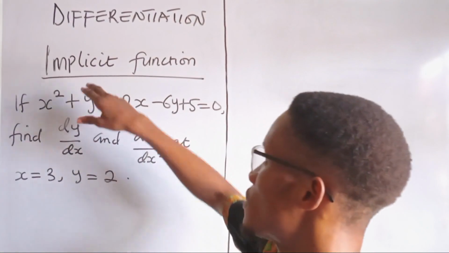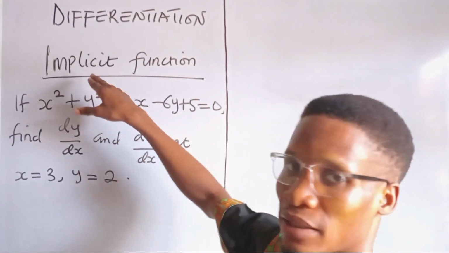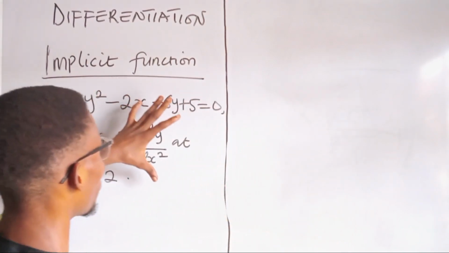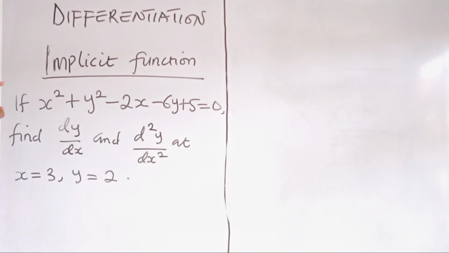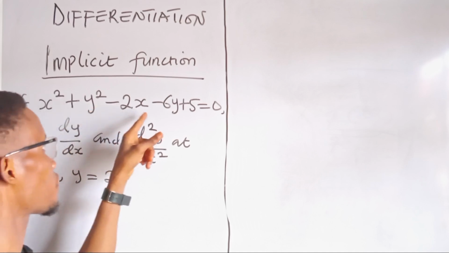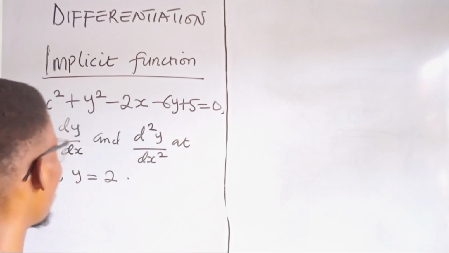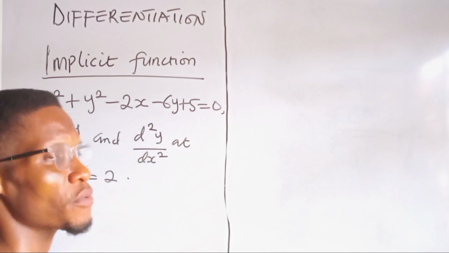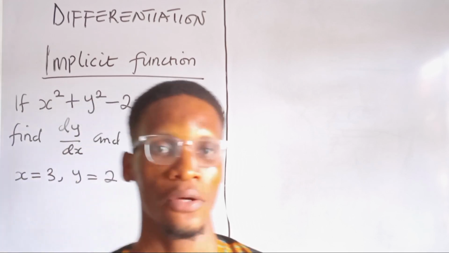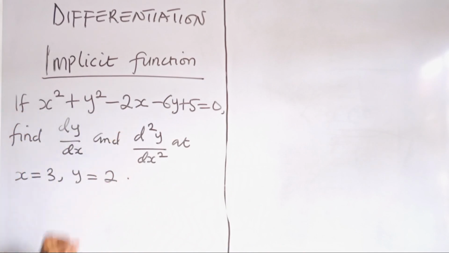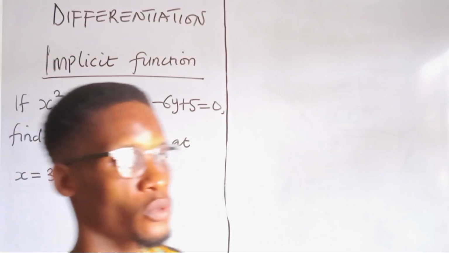We're looking at differentiation today, particularly implicit differentiation. We're given this problem to solve: if x squared plus y squared minus 2x minus 6y plus 5 equals 0, find dy/dx. It also asks us to find the second derivative of this equation at x equals 3 and y equals 2.